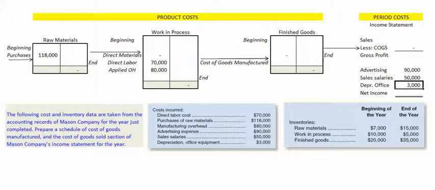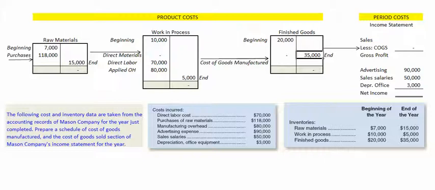Now let's go ahead and pick up our inventory balances. We're given beginning and ending balances for raw materials, work in process, and finished goods. Our beginning raw materials inventory balance, we're told, is $7,000, and the ending balance is $15,000. Our work in process balance at the beginning of the year is $10,000, and the ending balance is $5,000. Our finished goods balance at the beginning of the year is $20,000, and the ending balance is $35,000.